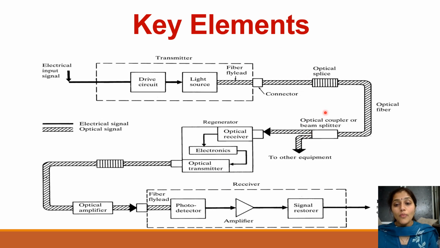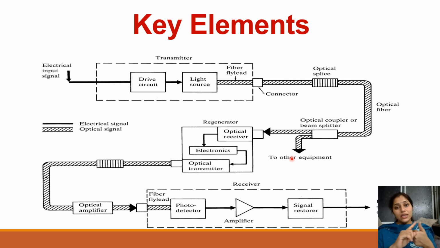Then comes optical coupler or beam splitter. There are different types of couplers available, like 2 by 2 coupler. This coupler is used to send some part of the information to some other equipment. Here you can see input is only one optical fiber cable, but at the output you can see two different cables.